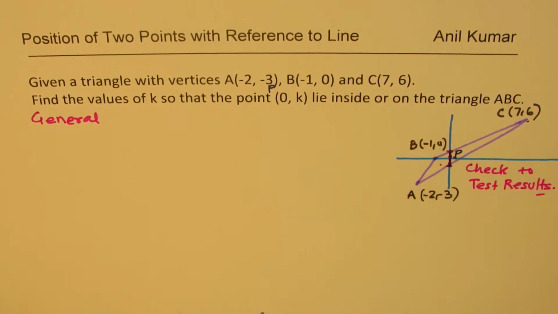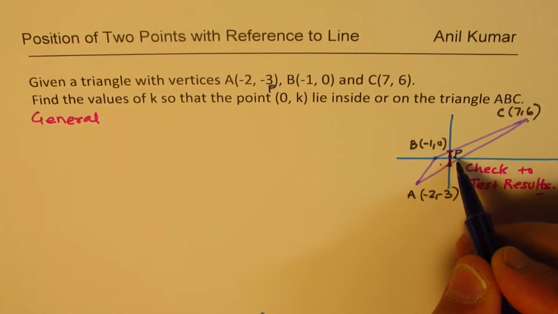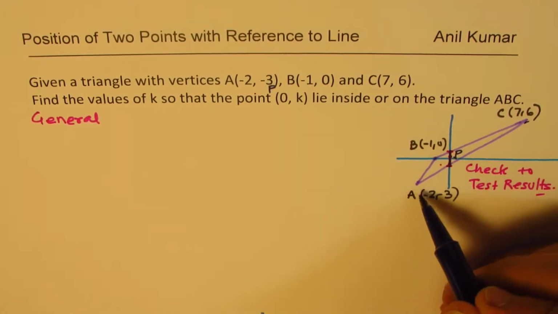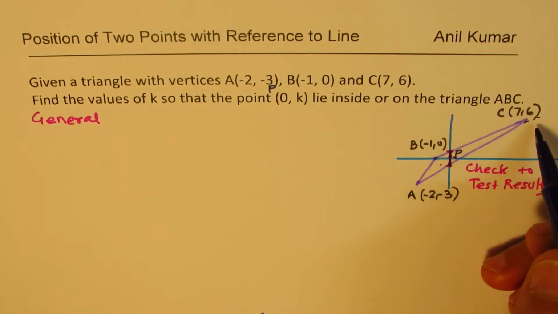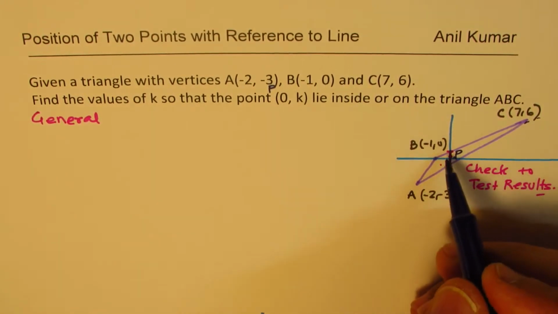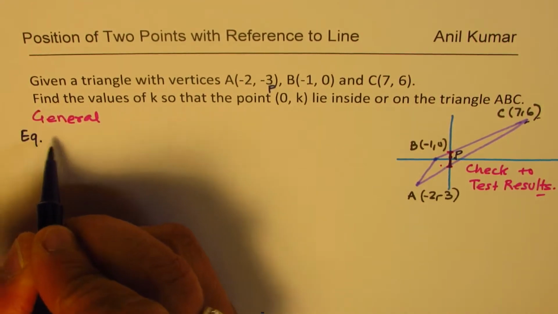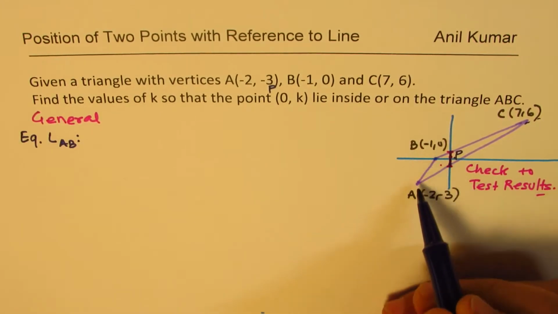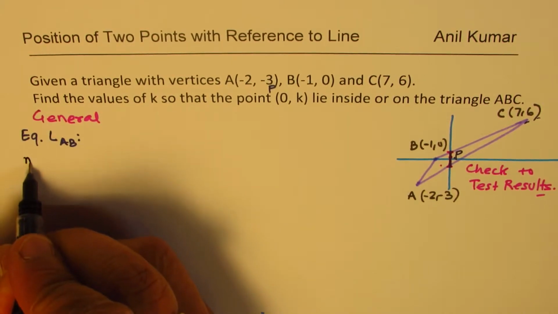Now, to show the possible values of P being on the same side of these sides of the triangle, what are we going to do? We need to find the equation of each line. So let's find the equation of line AB first. To find the equation of line AB, we need to first find the slope.